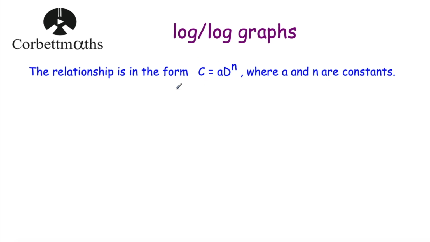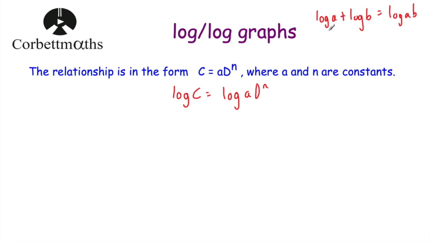So let's take the logs of both sides. If we take the log of the left hand side, we're going to get log C, and if we take the log of the right hand side, we're going to get log of AD to the power of n. Now if we think back to our laws of logarithms, log A plus log B is equal to log AB. So if we add 2 logs together, we can multiply the A and the B and it'll be the log of AB. So here what we can actually do is split it up. If we have log AB, we could split it up into log A plus log B. So if we look at this right hand side, we've got log of A times D to the power of n. So let's split this up.